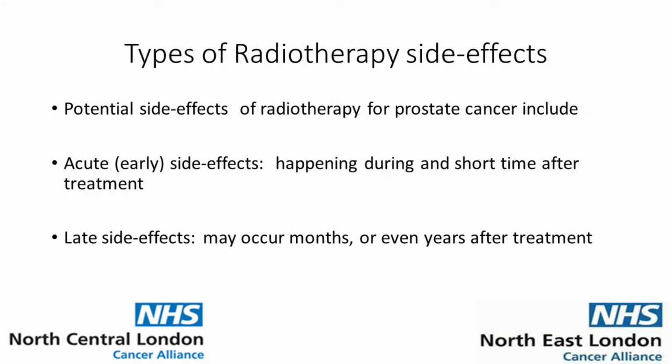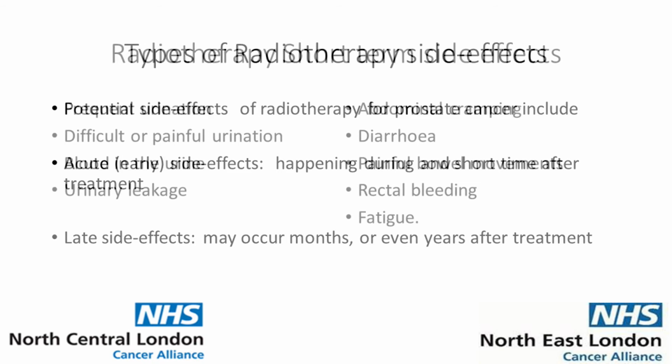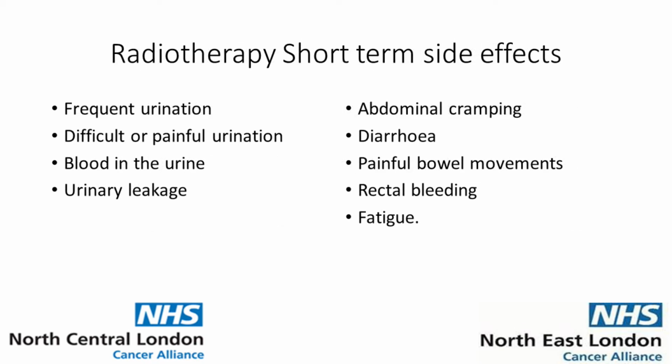So what are the side effects? The potential side effects of radiotherapy for prostate cancer can be divided into acute early side effects. These happen during treatment or a short time after, and then late side effects which may occur many months or even years after treatment. The short-term side effects can often be a change in your waterworks, so an increased frequency to pass urine, sometimes difficult or painful urination.